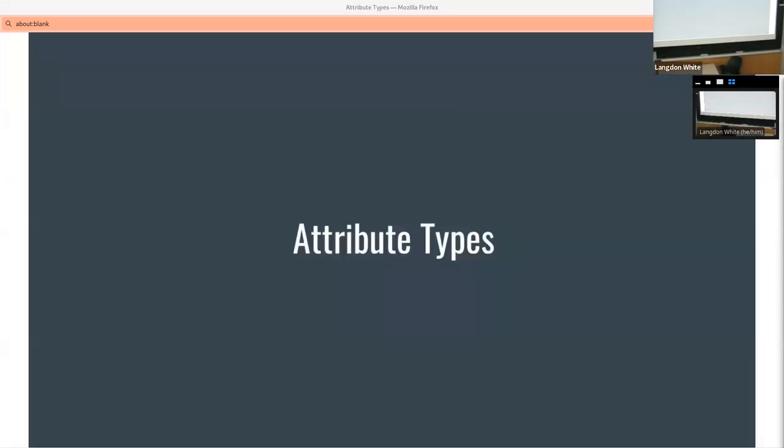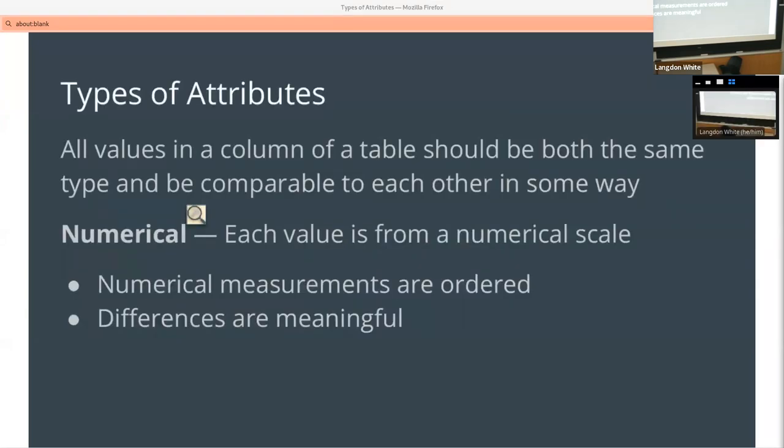All right, so the next thing we're going to talk about is attribute types, depending on how you like to pronounce that first word. We talked about this a little bit already, but here's kind of the wider explanation. So there's basically two big kinds. One is called numerical, which we're going to talk about first. And one is called categorical.